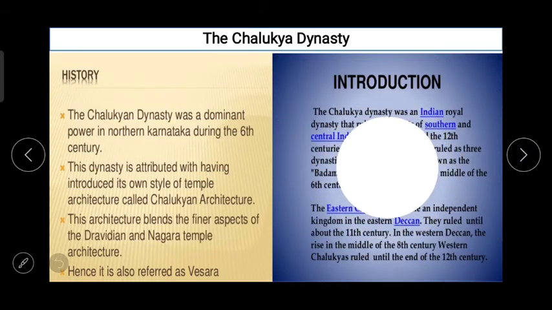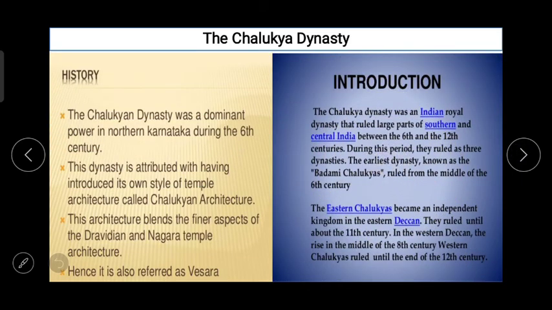The Chalukyan dynasty was a dominant power in northern Karnataka during the 6th century. This dynasty is attributed with having introduced its own style of temple architecture called Chalukyan architecture. So if we go to the temple of Pattadakal or Aihole or the Badami temple, the touch we see there is called Chalukyan architecture. This architecture blends the finer aspects of the Dravidian and Nagara temple architecture, and hence it is also referred to as Vesara.